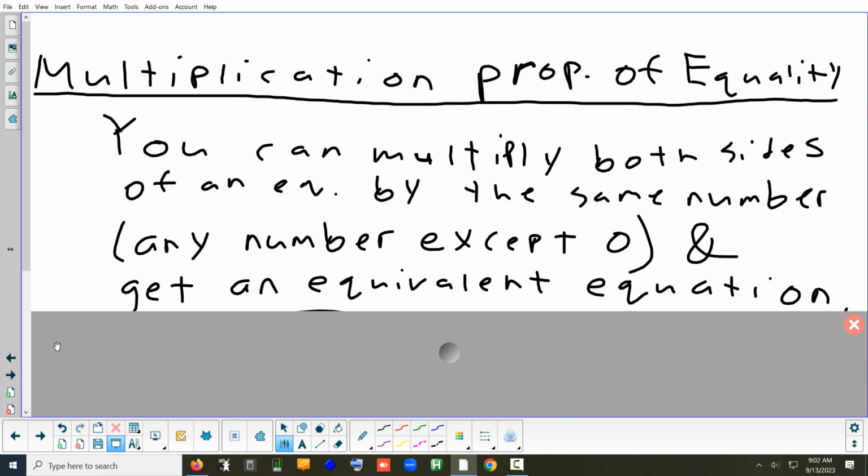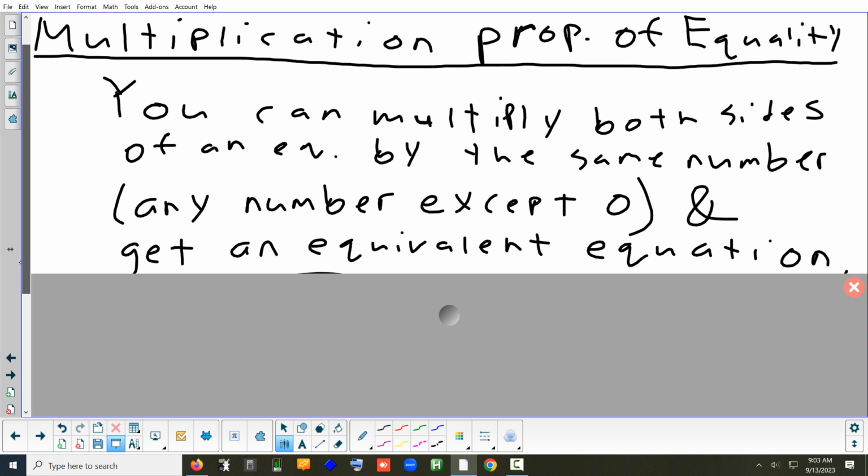That's the key. Anytime you solve equations, you have to end up with something equivalent. Because if you do something that messes up what you have from what the original problem was, now you're going to get the wrong answer. So we are allowed to multiply both sides of an equation by any number we want except the number 0.